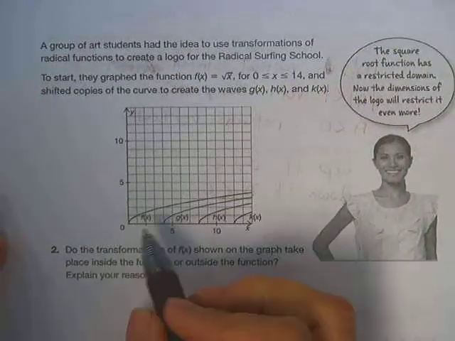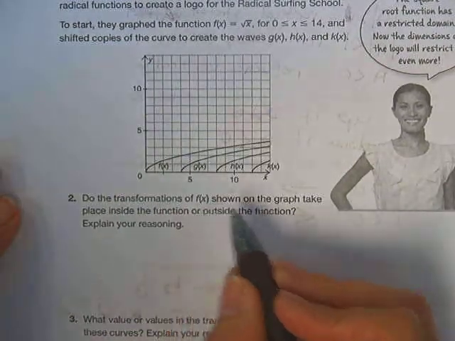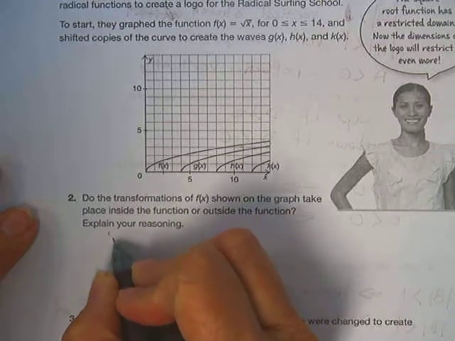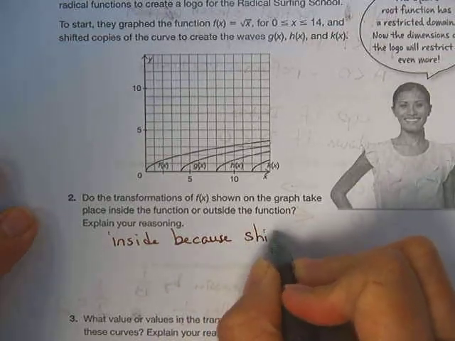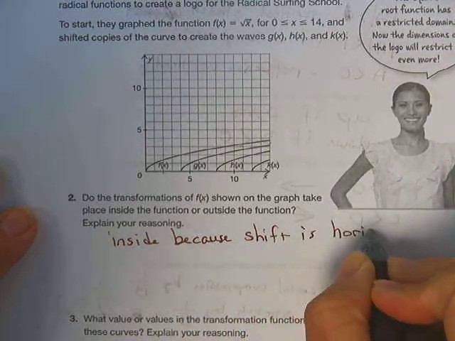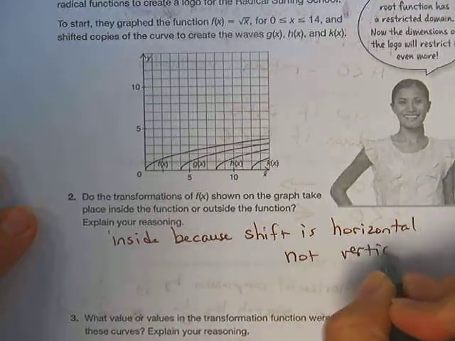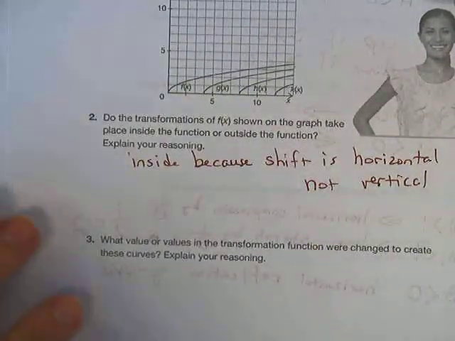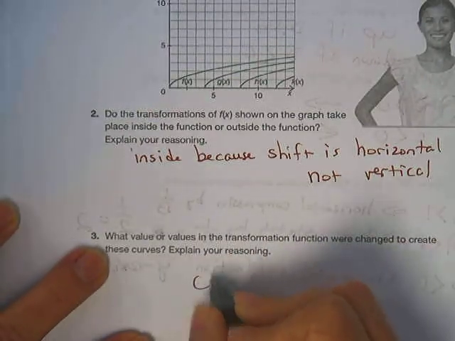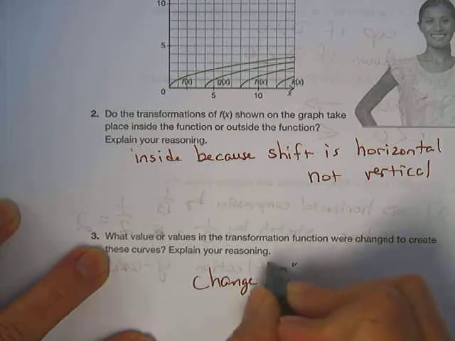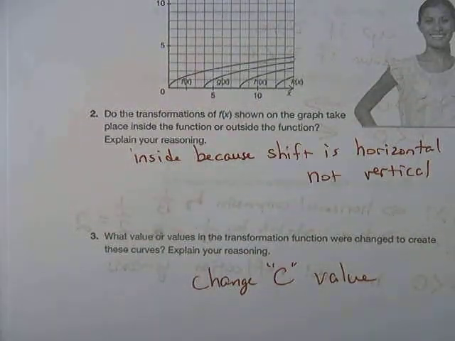Now, if we want to shift to the right, where do we need to show that shift? Is it inside the function or outside of it? And it's going to be on the inside, because the shift is horizontal, not vertical. And what values do we have to change to make this shift to the right? We change the c value. And again, c controls the right and left translations.